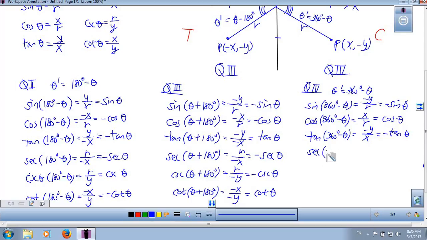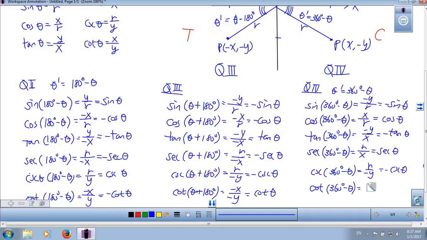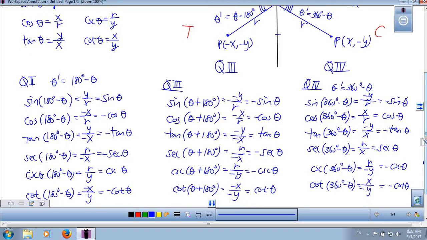Secant of 360 degrees minus theta would be equal to r over x, so it's the same as secant theta. Cosecant of 360 degrees minus theta would be equal to r over negative y, so it's negative cosecant theta. And cotangent of 360 degrees minus theta would be equal to x over negative y, so it's negative cotangent theta. After all this, do we have to memorize all of them? No, not really. You just have to understand the pattern. What's the pattern here? You don't have to memorize.